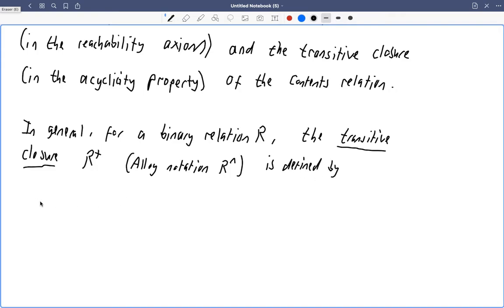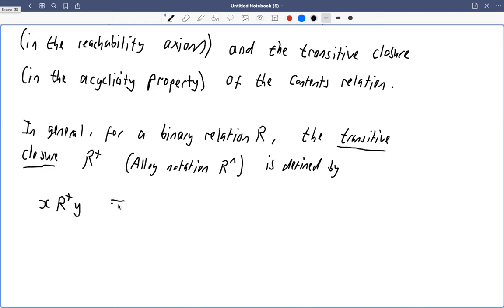So the point is that X is in the transitive closure, X and Y are in the... so I'm going to write it like this. I'm writing R plus as an infix relation, so this is saying R plus of the pair X comma Y, but let's write it infix. So X and Y are related in the transitive closure.